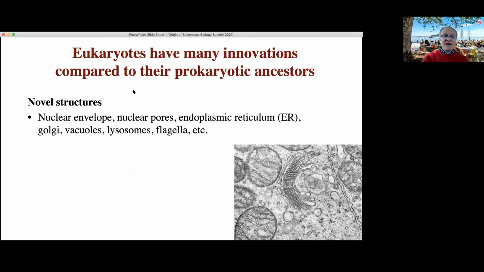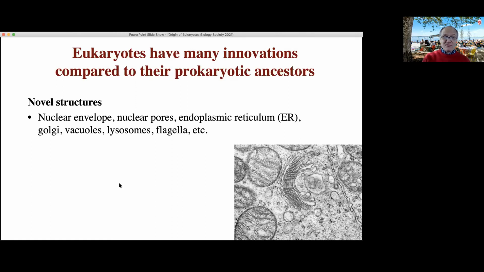Secondly, there are many novel structures that you find inside a eukaryotic cell. So there's a nuclear compartment with a nuclear envelope, which has pores in it, which are specialized structures. There's the endoplasmic reticulum, there's the Golgi apparatus, there's the vacuole, lysosomes. There's a whole set of membrane-bound compartments that we call collectively the endomembrane system. And then there are structures like flagella, which are complicated structures involved in motility.